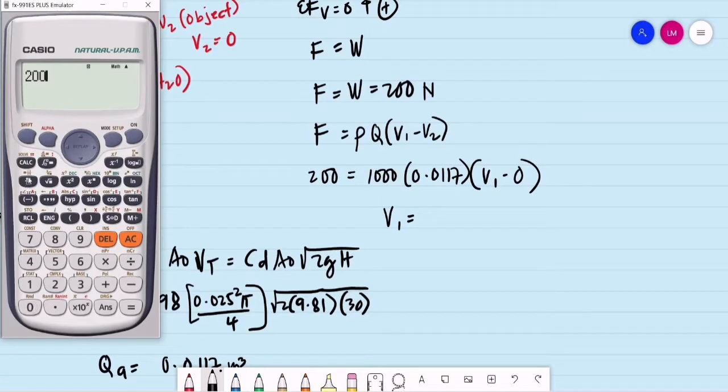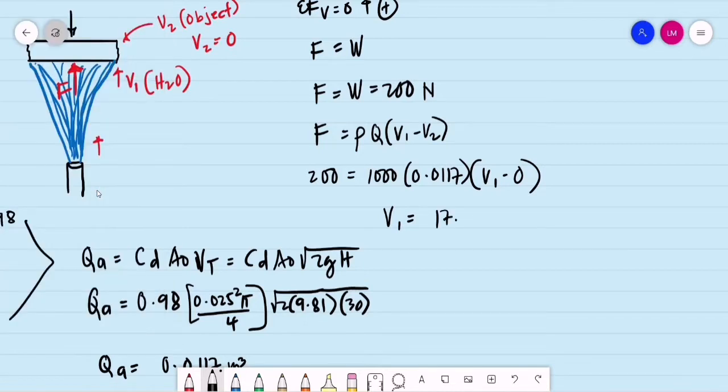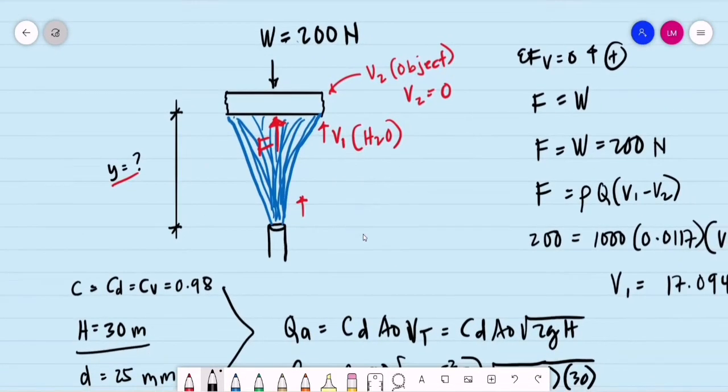So, makukuha natin yung v sub 1, yung velocity ng tubig pagtama niya dun sa object. So, that is the same as 200 divided by 1,000 multiplied by 0.0117. That is, okay, 17.094 meters per second. Okay? Ito yung velocity ng tubig pagtama niya sa object. So that is equal to 17.094 meters per second. Pero pwede rin natin siyang i-assume na the final velocity.